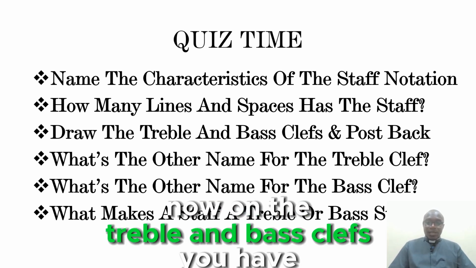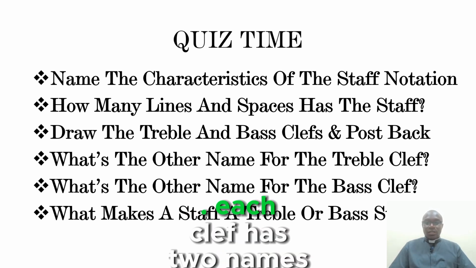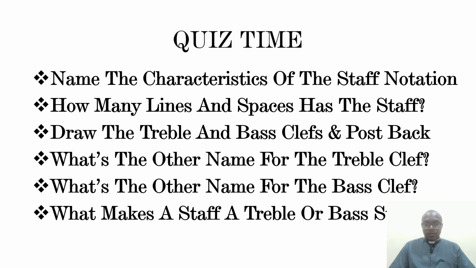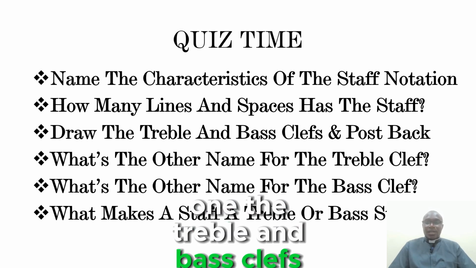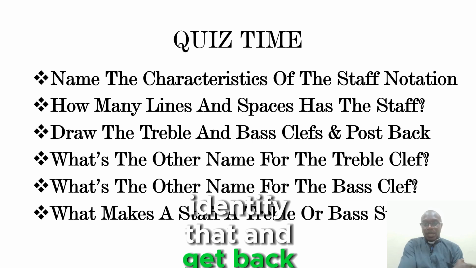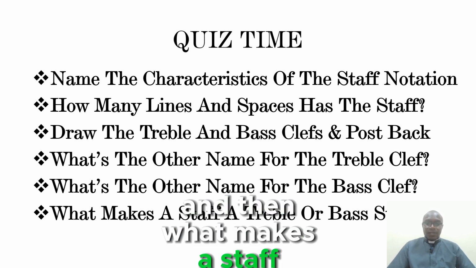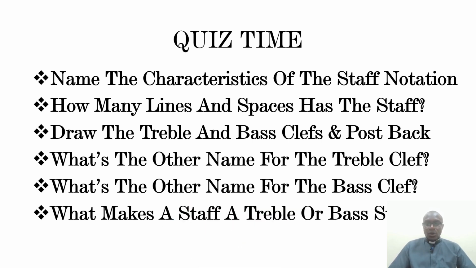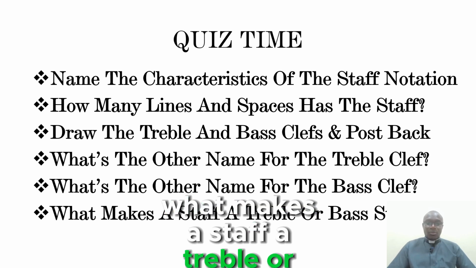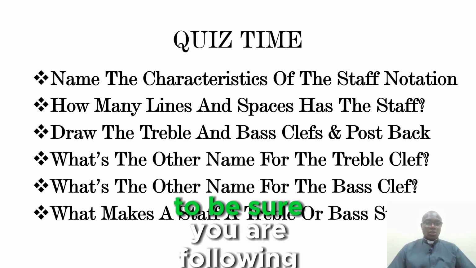Now, on the treble and bass clefs you have drawn, give their two names. Each clef has two names. One, the treble and bass clef. The other one is by the strings or the lines on which they sit. Identify that and get back to us. Then, what makes a staff a treble or bass staff? I'll be expecting your answers to be sure you are following the lesson.